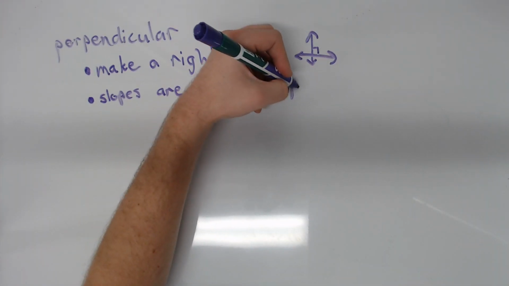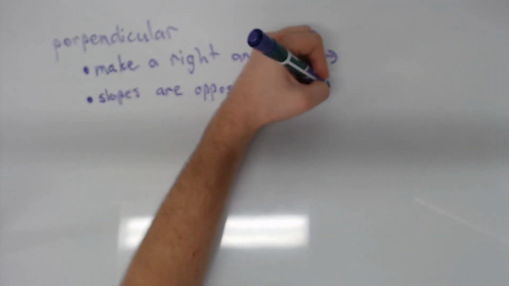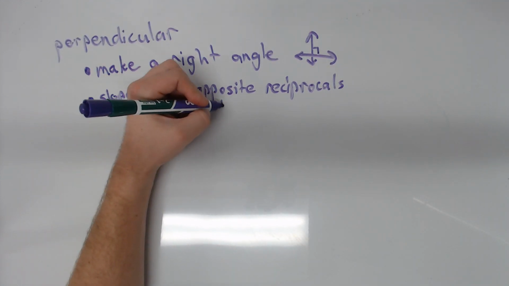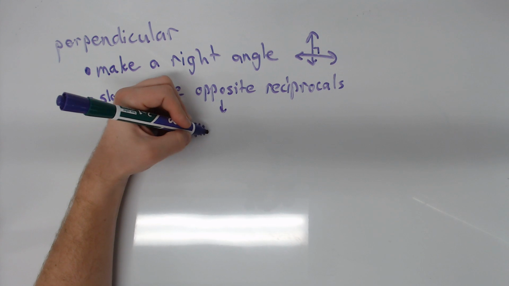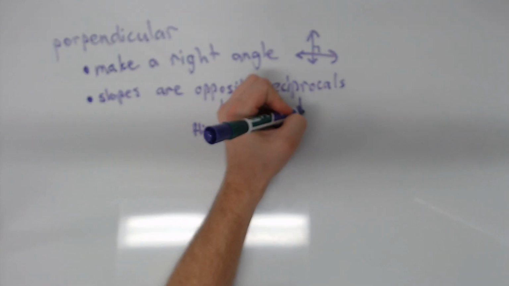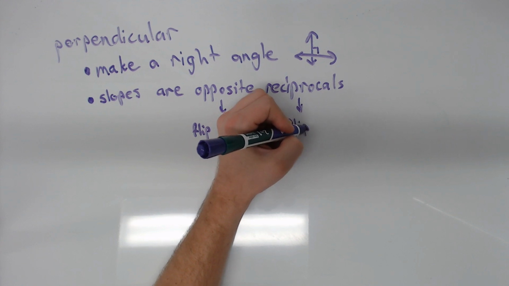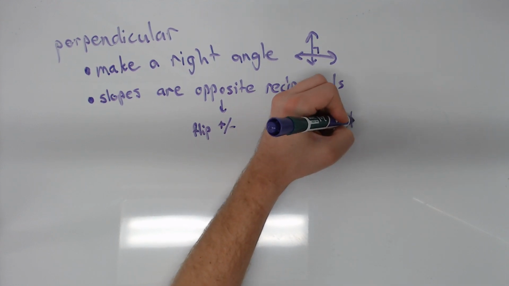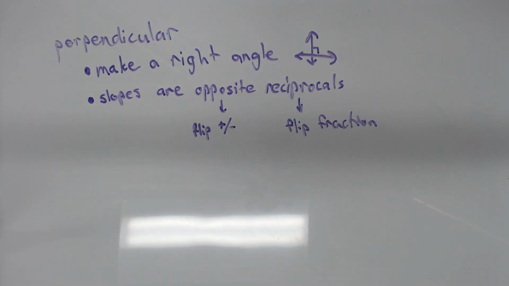Now inside that definition, there's a couple other vocab terms, opposite and reciprocal. Opposite means you flip whether it's positive or negative. Reciprocal means you flip the fraction. So let's write a couple of opposite reciprocals quick, just so that we make sure we understand what that means.